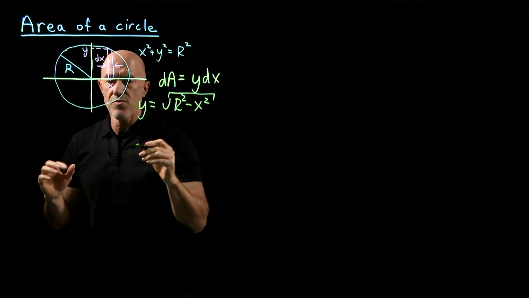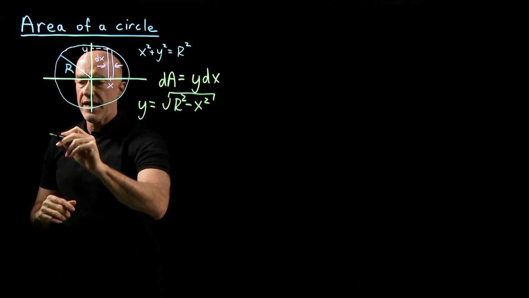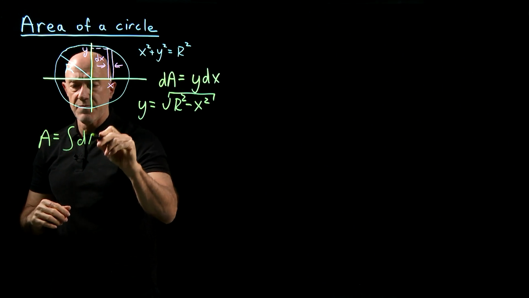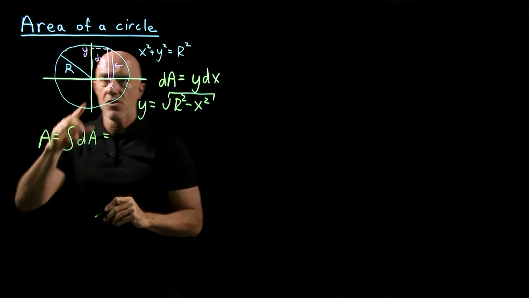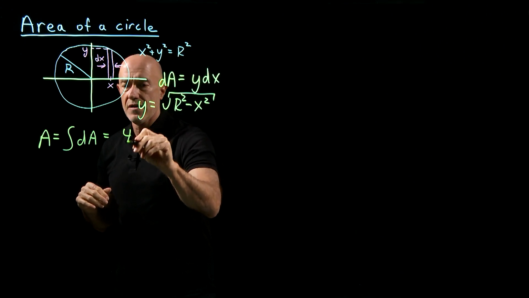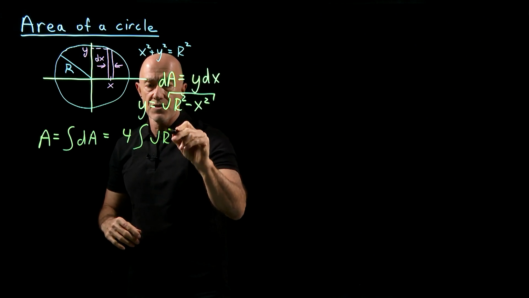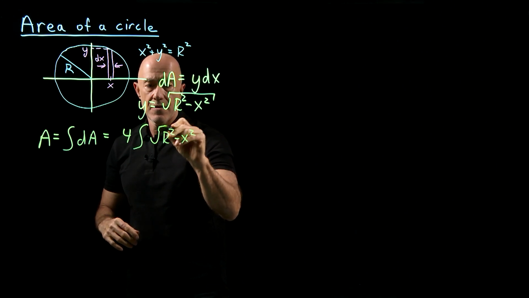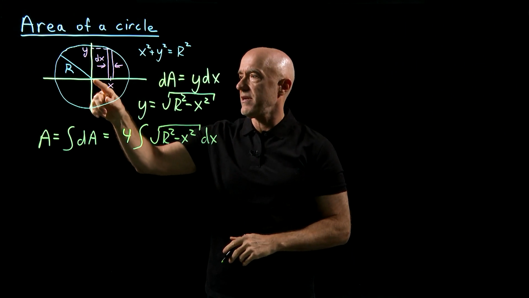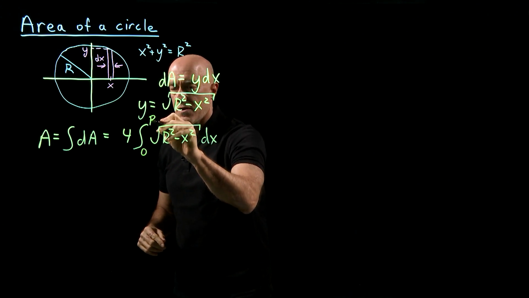Okay, so now we're ready to compute the area of the circle. So the area of the circle is given by the sum over all of the infinitesimal areas. And now we are only doing it in the first quadrant, so we're going to multiply by 4. So that's equal to 4 times the integral of dA, which is y dx, so it's the square root of r squared minus x squared dx. And what is the value of x in the first quadrant? It goes from 0 out to the radius, so it goes from 0 to r.